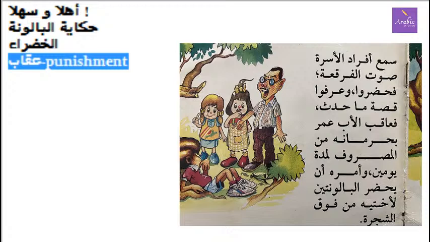To forbid someone. يحرم is to forbid someone. So محروم is the one who's forbidden out of something. محروم من الطعام, not allowed to eat. محروم من الشراب, not allowed to drink. سرحات, welcome. Okay, so محروم means he's not allowed to do something. So محروم من المصروف, or here we said بحرمانه, he's forbidding him or depriving him from المصروف. What is مصروف?